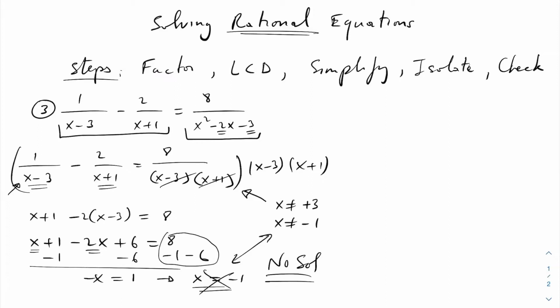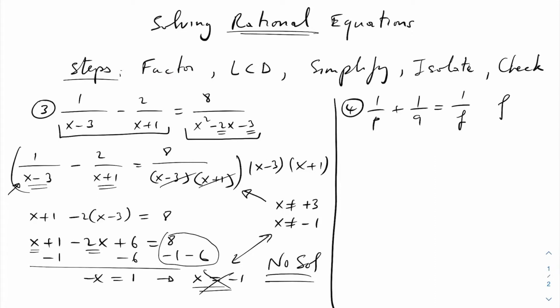Let's look at our last example here. It's going to be an unusual one with many, many variables. So let's look at 1 divided by p plus 1 divided by q equals 1 divided by f. And we are solving here for f.